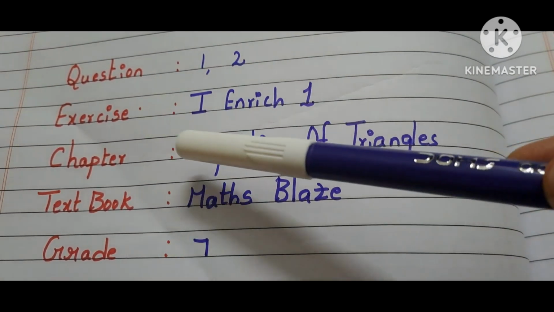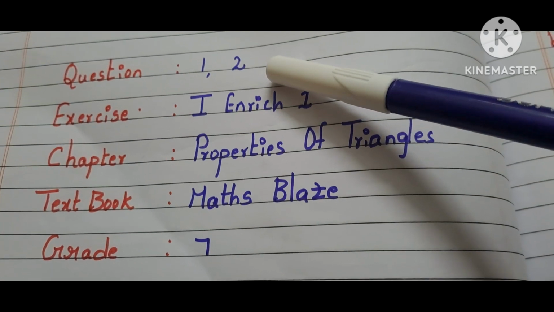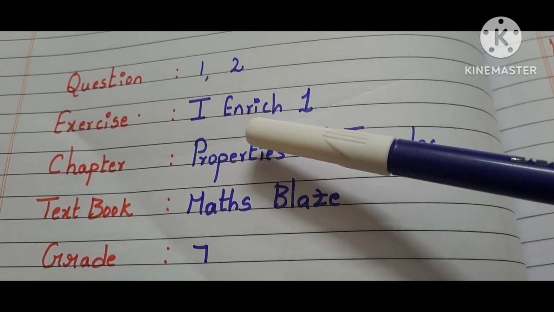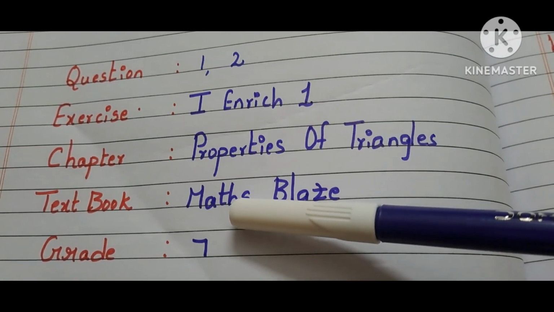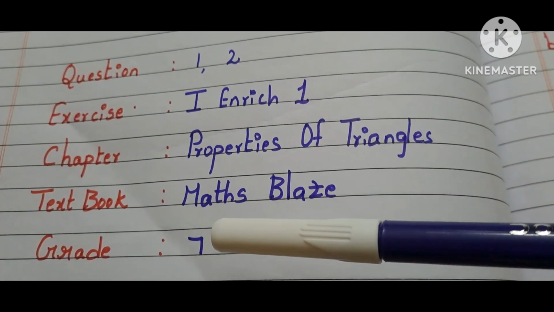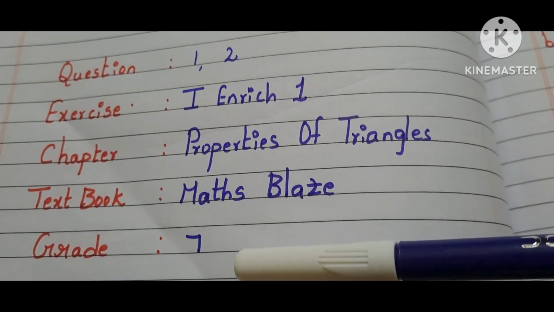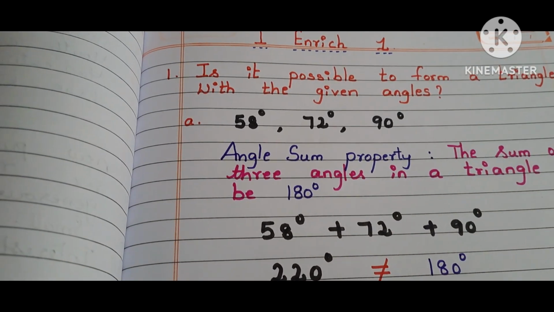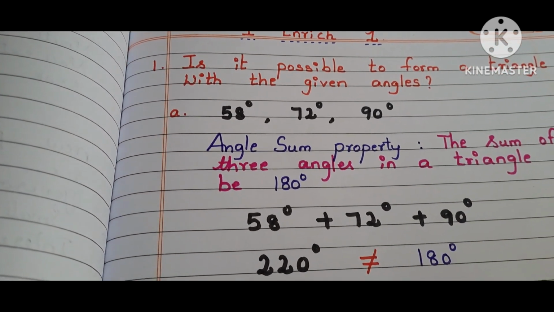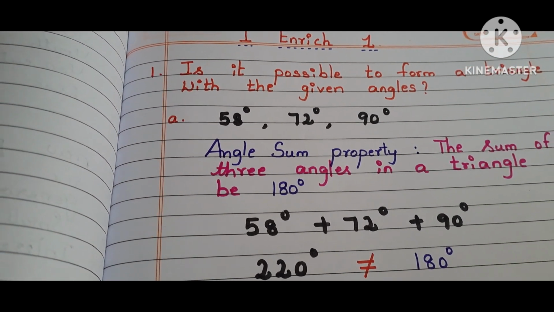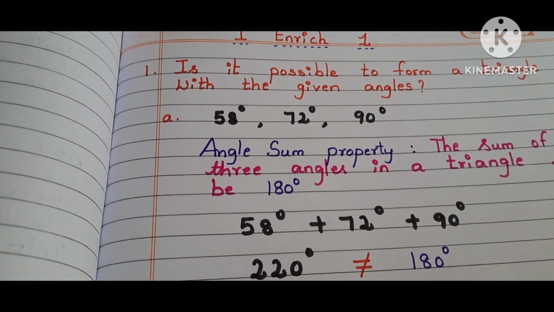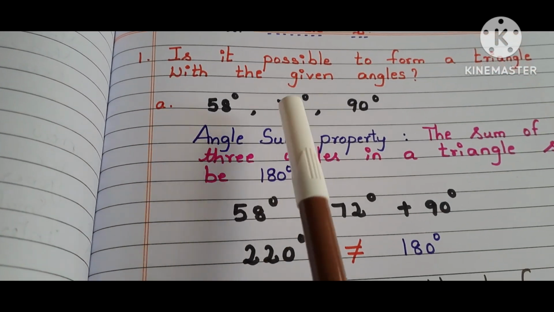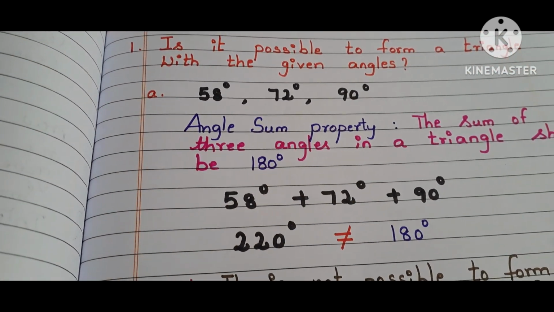In this video, we are going to solve question numbers 1 and 2. Exercise 1 enrich, chapter name Properties of Triangles, from the textbook Maths Blaze for grade 7 children. So, let's get started. First question: is it possible to form a triangle with the given angles? In part A, the angles are 58 degrees, 72 degrees, 90 degrees.